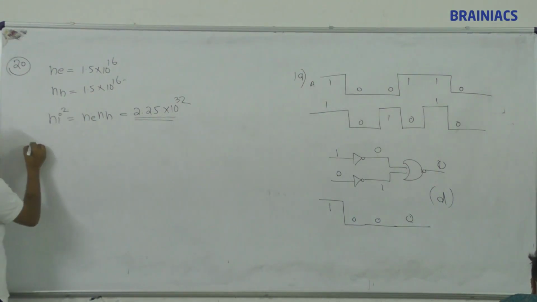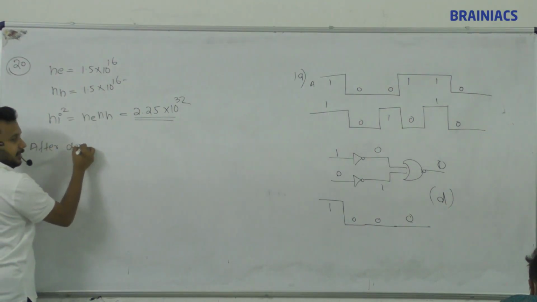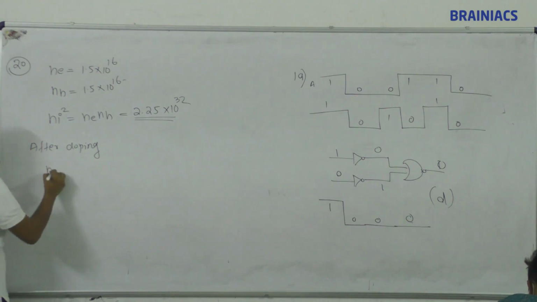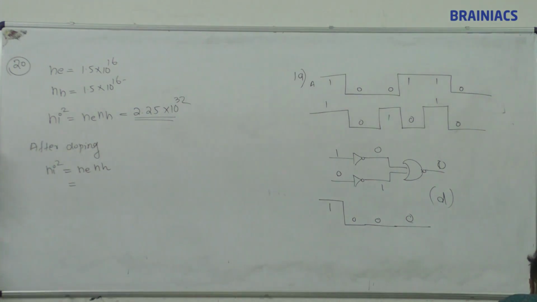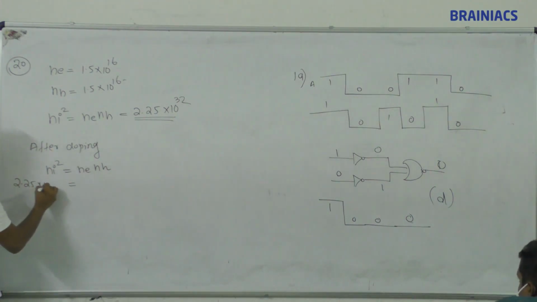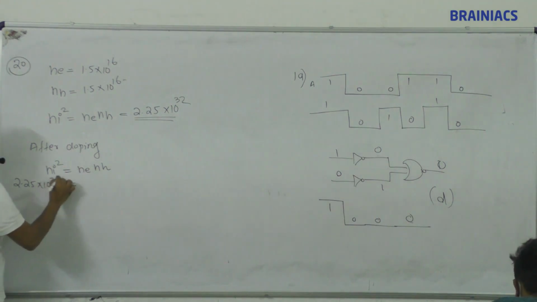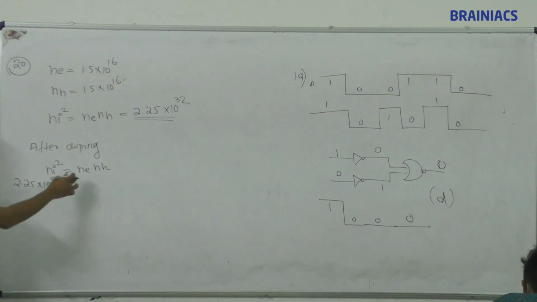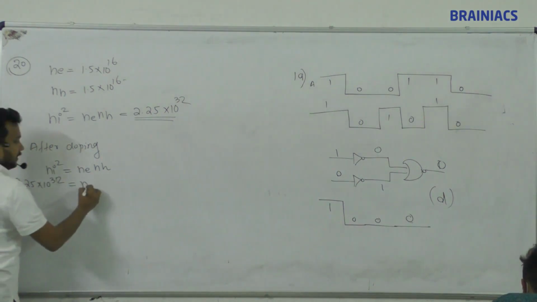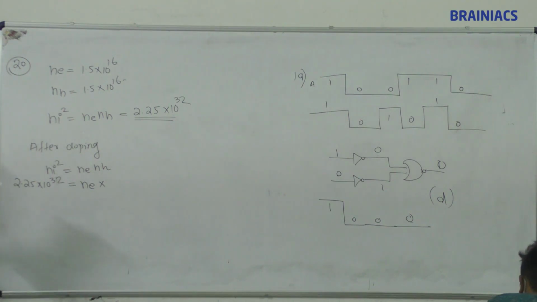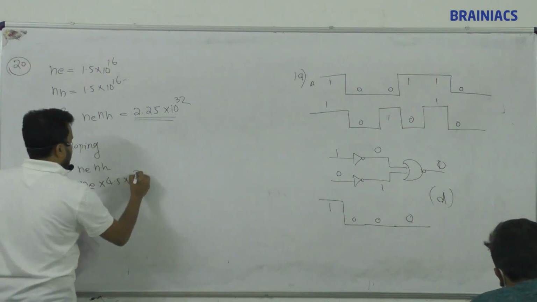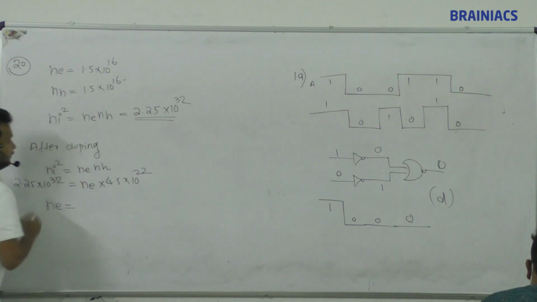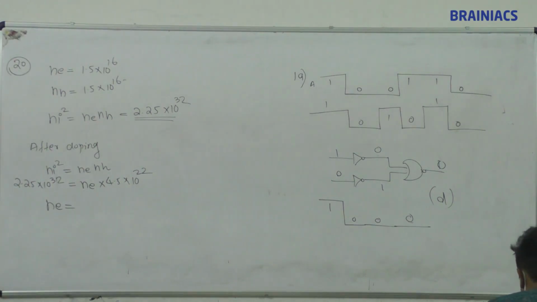Now after doping with indium, again Ni square equals Ne into NH. Ni square is 2.25 into 10 power of 32. We have to find the electron count, Ne. The new hole concentration is 4.5 into 10 power of 23. To find the new value of Ne, we get 5 into 10 power 9.